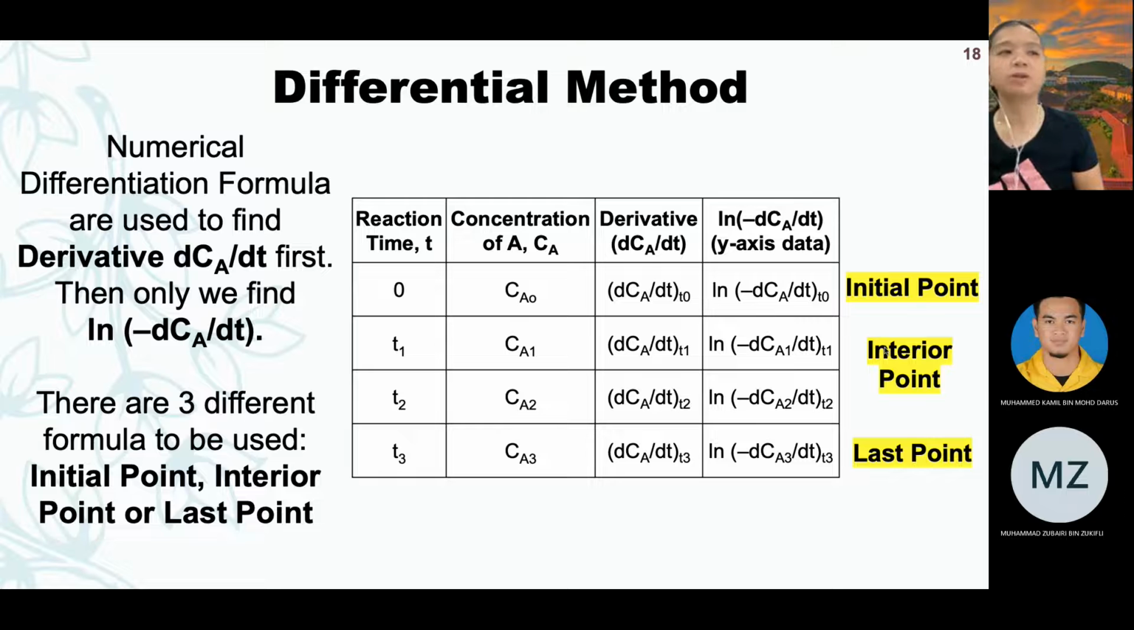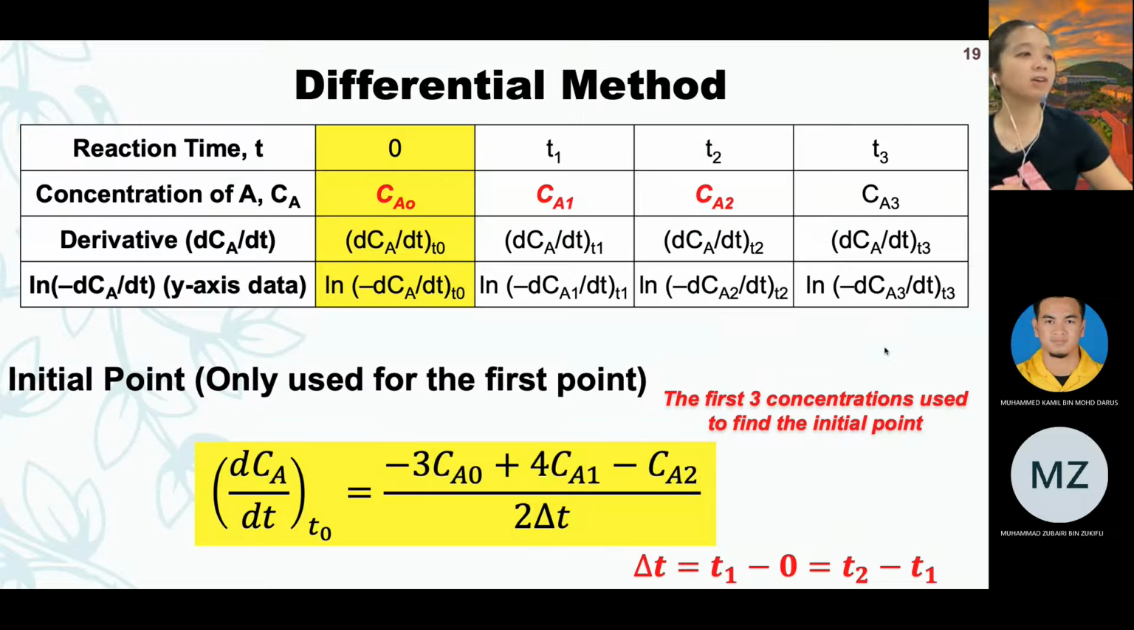So for example, in this case, when you have 4 readings, you have 1 initial point, 2 interior points, 1 last point. If you have 6 readings, 1 initial point, 4 interior points and 1 last point. So you will use different formulas. Okay, so I will start first with the initial point formula.